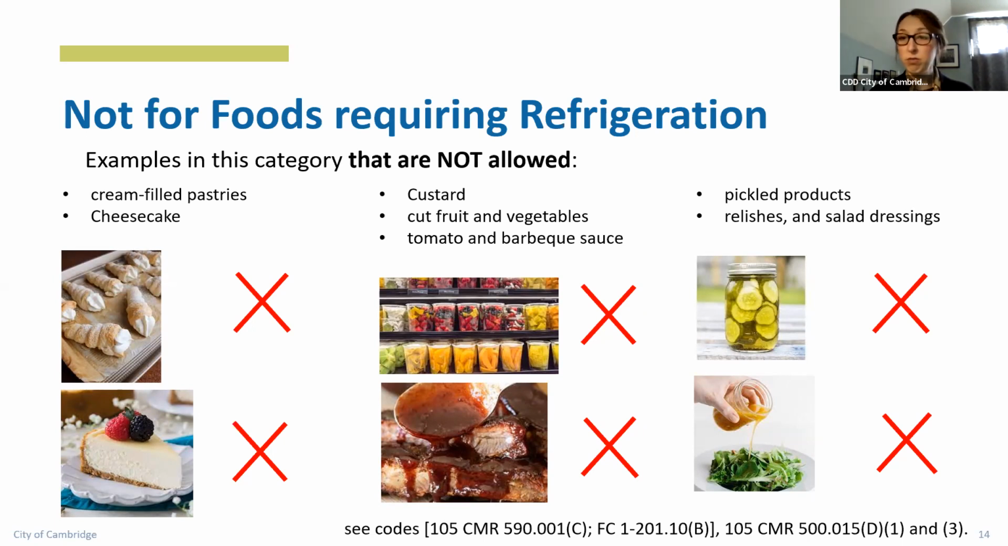So just to go through the details, the specific things that this permit cannot cover would be things like cream-filled pastries, cheesecake, custards, vegetables that have been cut, fruit that has been cut, sauces like tomato sauce, barbecue sauce, salad dressing, any kind of pickled products, and any kind of relishes.